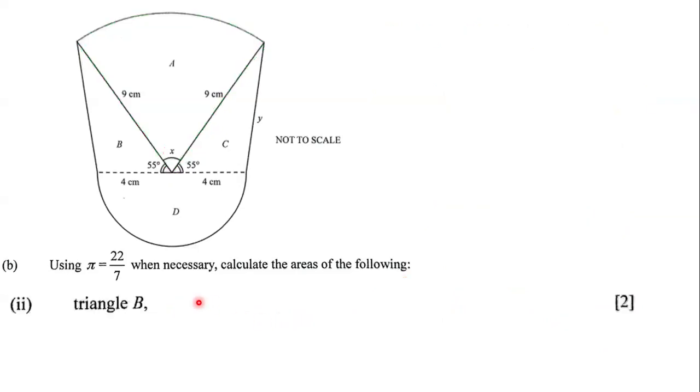Next, we have to determine the area of triangle B. And so where's triangle B? Let me highlight it. This right here is triangle B, and we have to determine the area of this triangle. What do we know about this triangle? We know that this angle right here is 55 degrees. We also know that the length of one side of this triangle is 4 centimeters, and the length of this side is 9 centimeters.